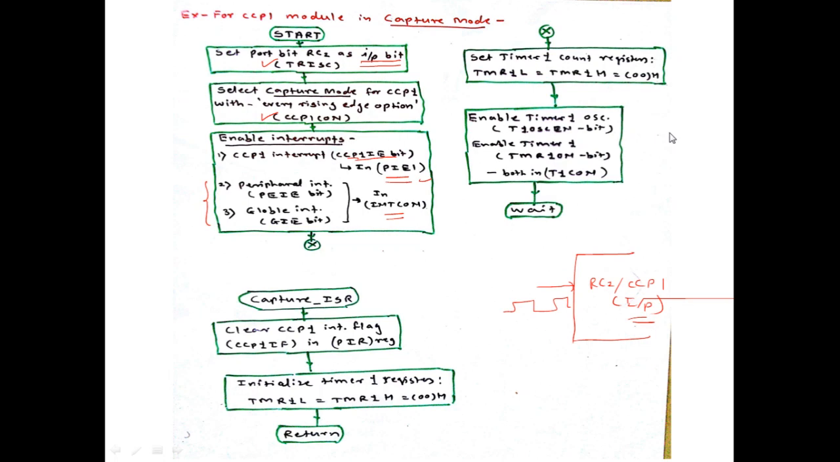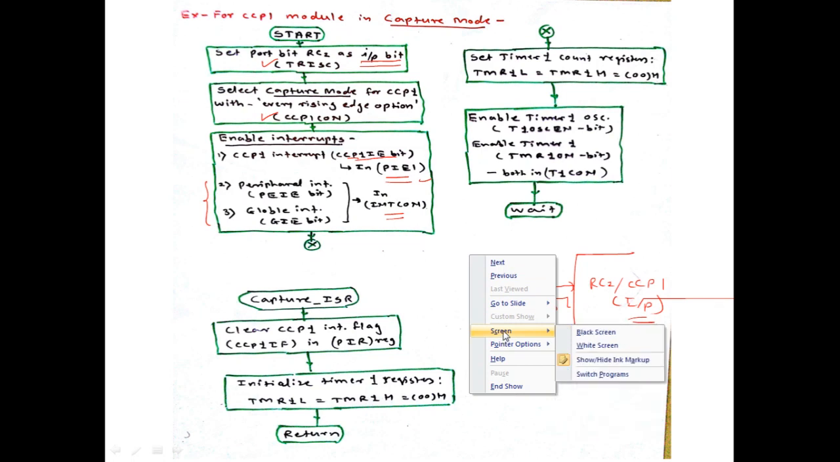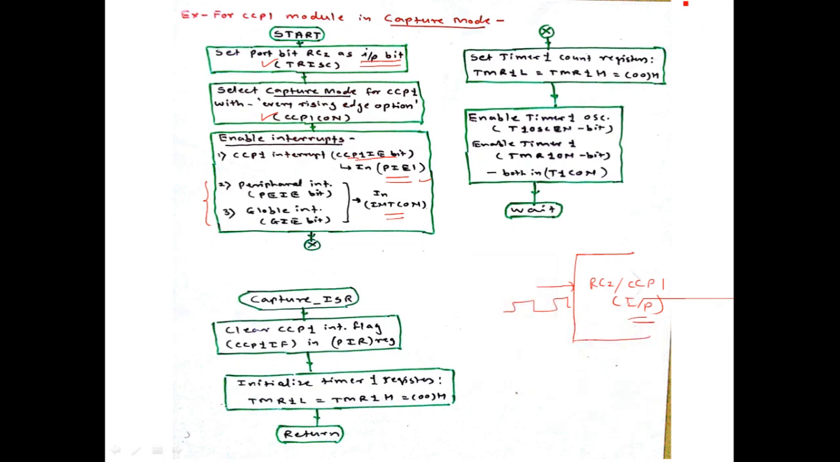Okay, so that's how this bit should be set in order to enable the interrupts. Then you have to set the timer. You have to start the timer, Timer 1 particularly, by loading the initial count, say 0000. Then you have to enable the timer. In short, start the timer.